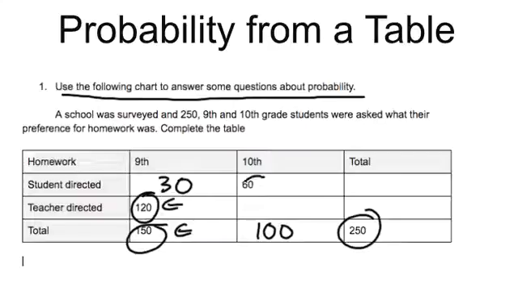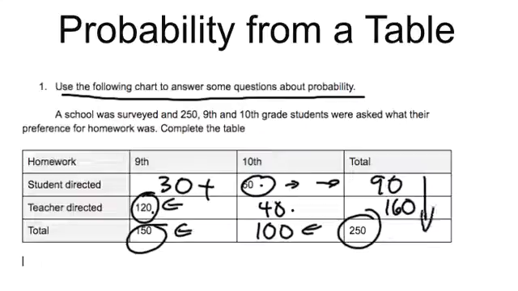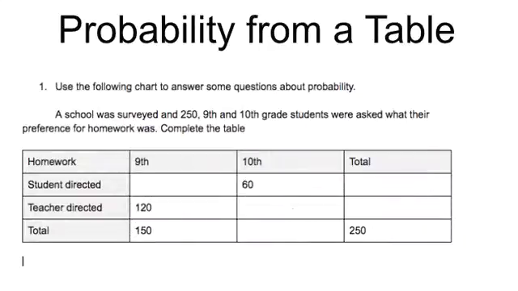And let's see, it looks like 60 in 10th grade preferred the student-directed. And so 60 plus what is 100? That would be 40. And then I can complete these totals off to the side here. So 30 plus 60 is going to be 90, and 120 plus 40 is 160, and that also should add up to 250. Okay, good. Now that we have this information, we can start to apply this to some probabilities. So let's have a look at those questions.